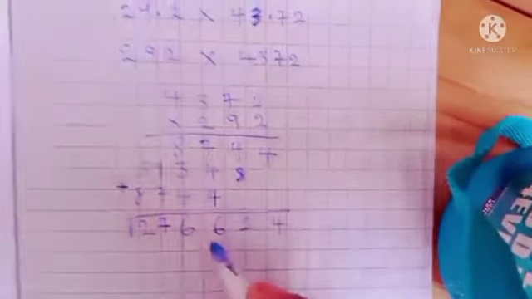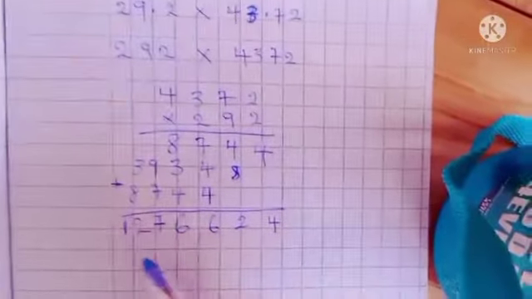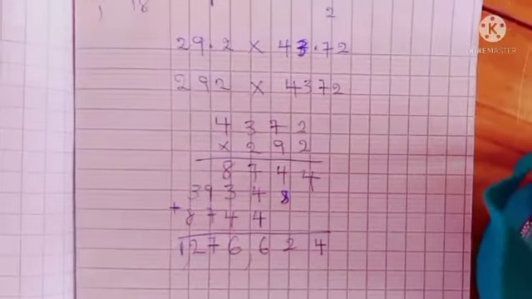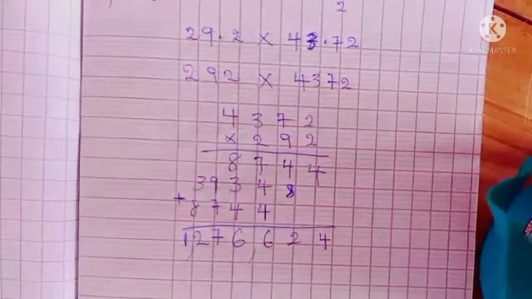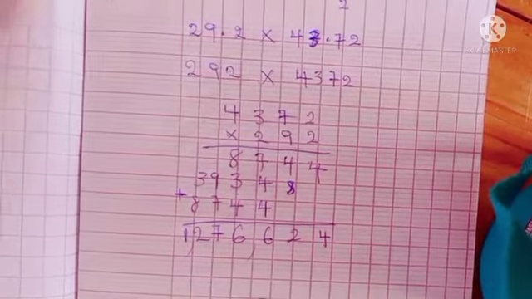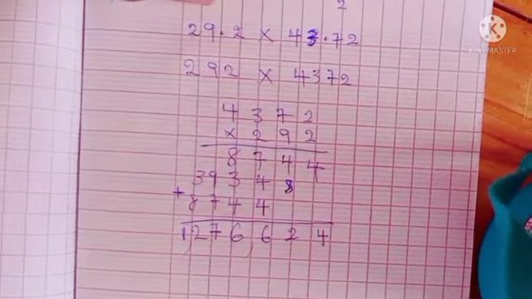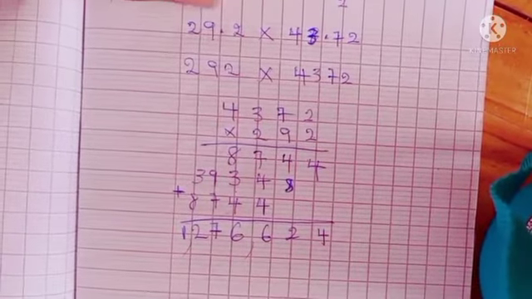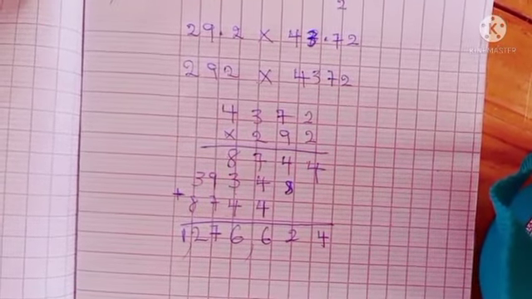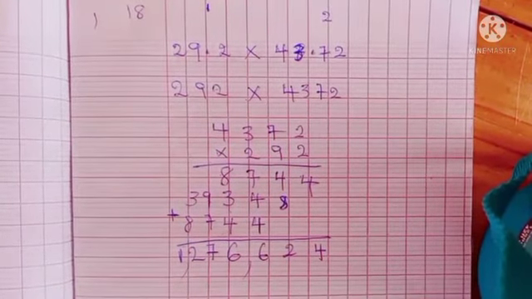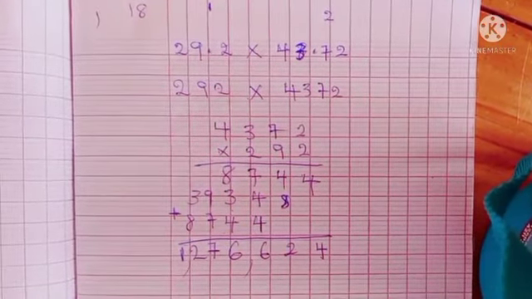Now let's see what we have here. We will have 1,276,624. That's really a huge number. So, but is that our final answer? No. We can remember that at first, the question given to us was 29.2 times 43.72, which these two numbers that I just mentioned are decimal numbers.